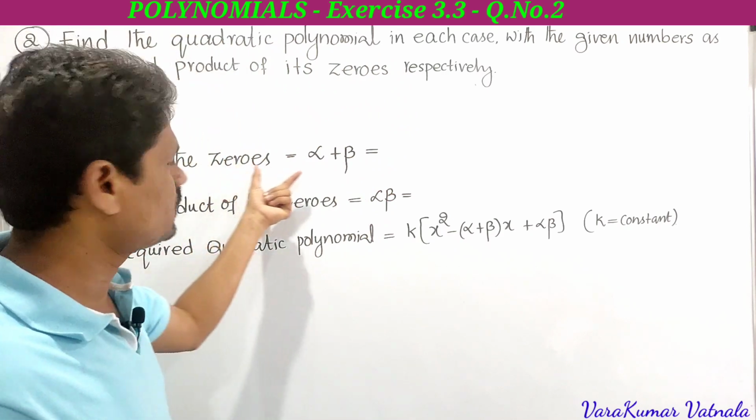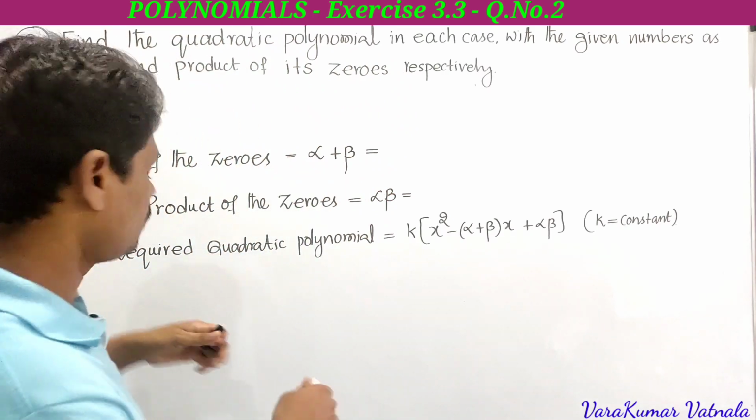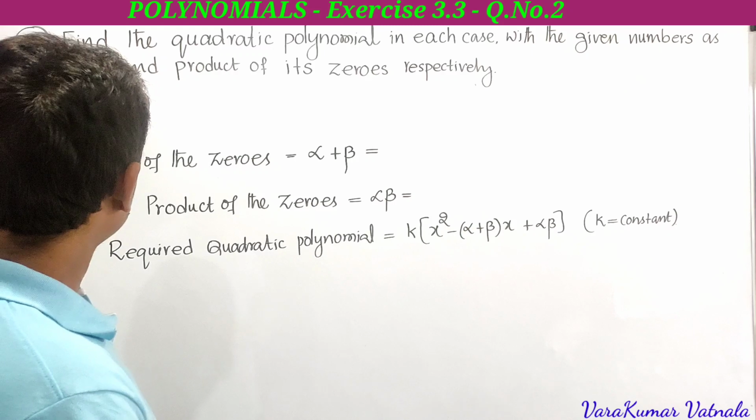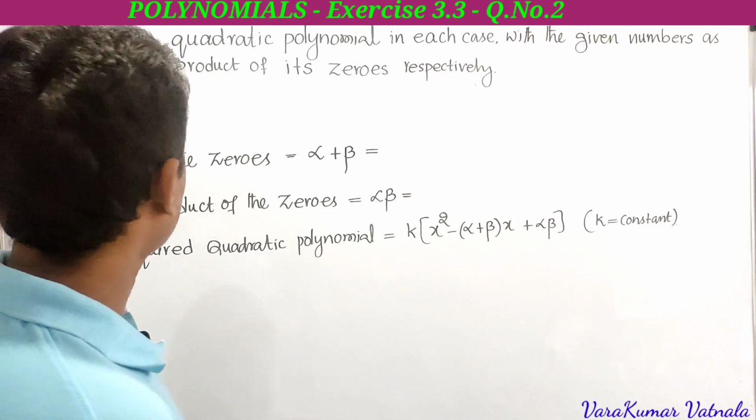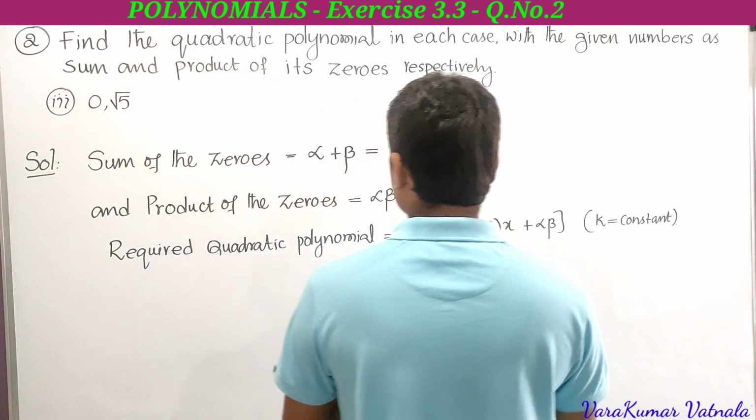So here the sum of the zeros alpha plus beta is equal to 0, as given. So the sum of the zeros alpha plus beta is equal to 0.